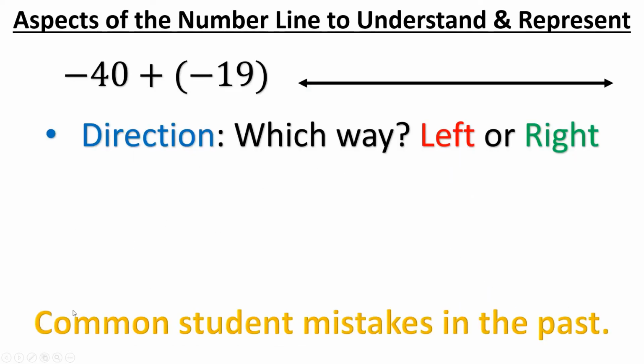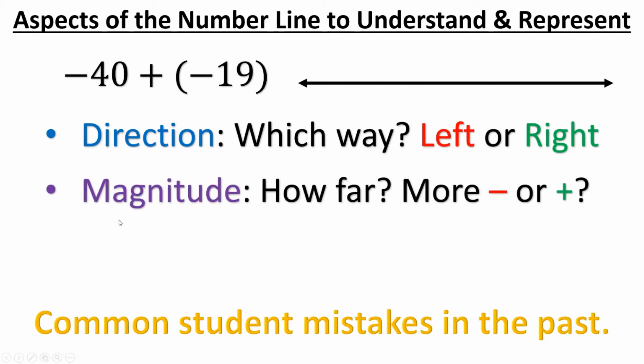Here is a discussion based on common student mistakes in the past. A couple things I'll be looking for on the number line. First of all, that the direction is correct. So if we have negative and more negative, that means we're going to be going left twice. So when you draw this, you put 0 and go left twice.